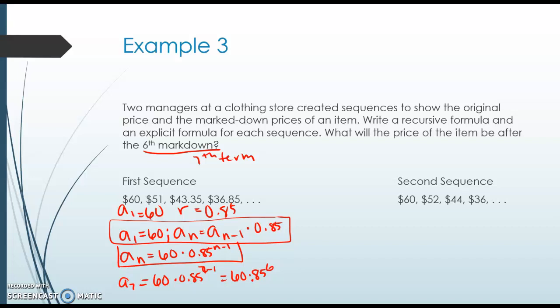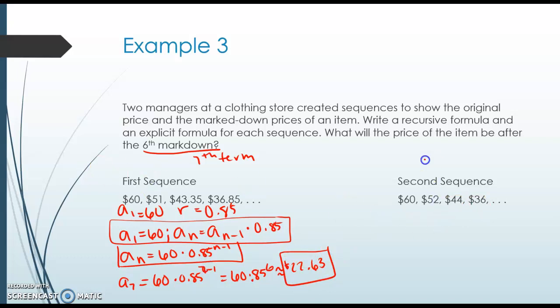And then I'm going to take that times 60, if my phone doesn't just choose to change. And we get that this is approximately $22.63. That would be the 6th markdown for the first sequence.